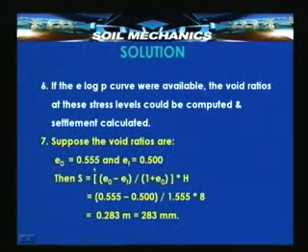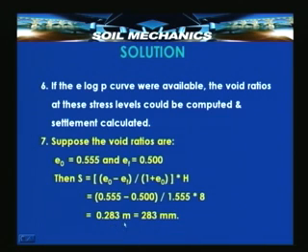Let us say that the void ratio corresponding to 108 kilonewton per meter square is 0.555 and that corresponding to the final load is 0.500. Then as per our formula for computation of settlement, we will get S is equal to change in void ratio, that is 0.555 minus 0.500 divided by the original volume, that is 1 plus 0.555 multiplied by the original thickness of the clay layer, which is 8 meters.